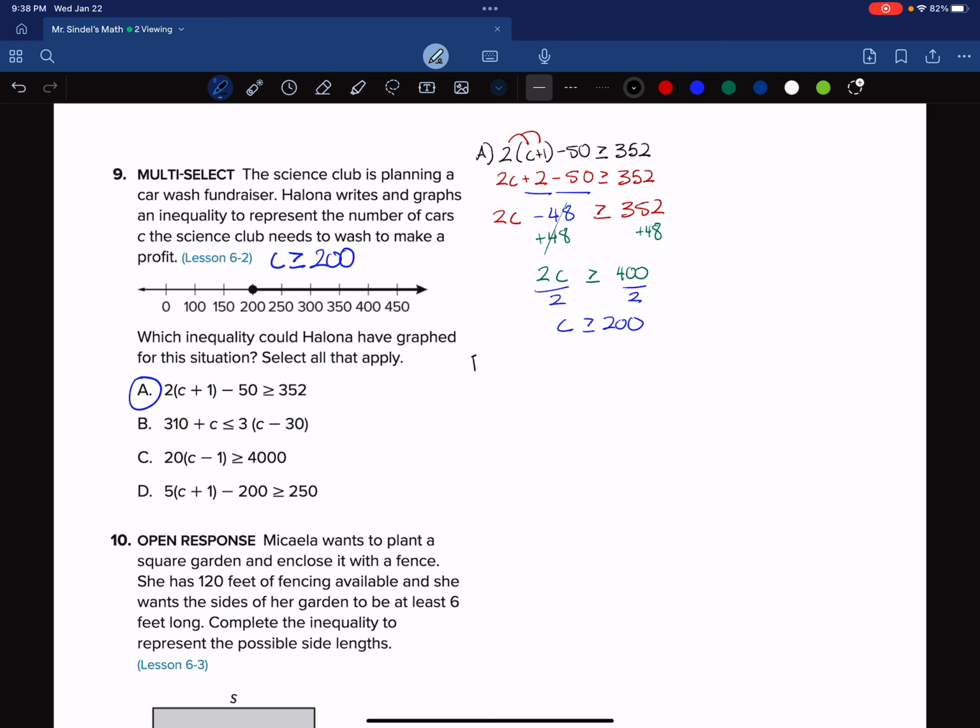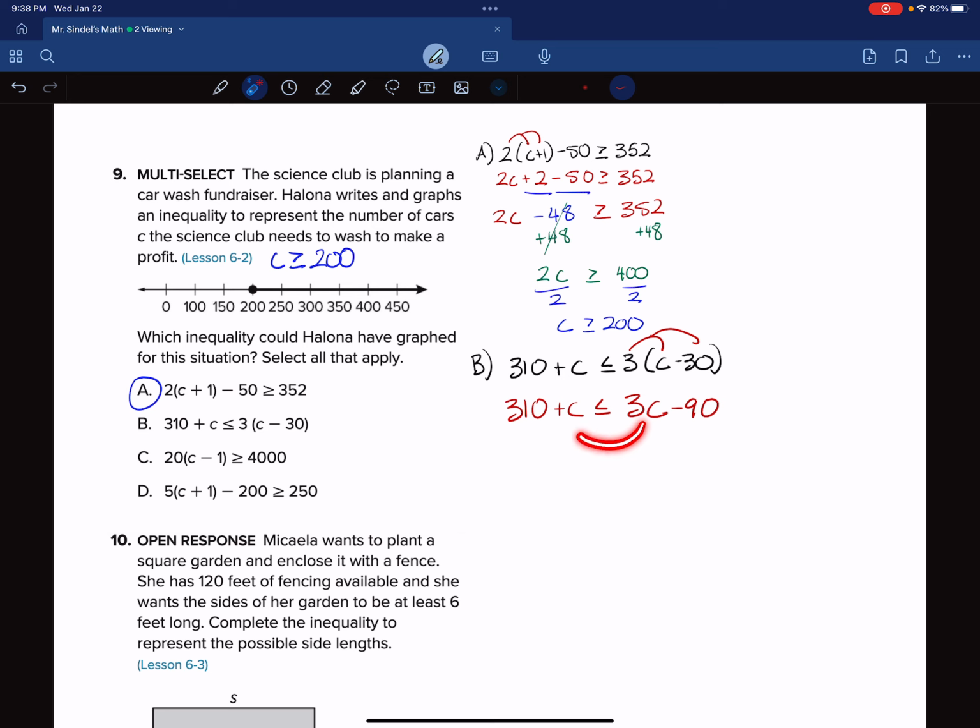Let's try B a little bit smaller this time. There's going to be 310 plus C is less than or equal to 3 times the quantity of C minus 30. From here, I'm seeing that I need to do some distribution. 3 times C is 3C. 3 times a negative 30 is a negative 90. Copy down the rest of this inequality. 310 plus C is less than or equal to that thing. And then from here, I like moving the variables first. I choose to move the variables to the left side in this case.